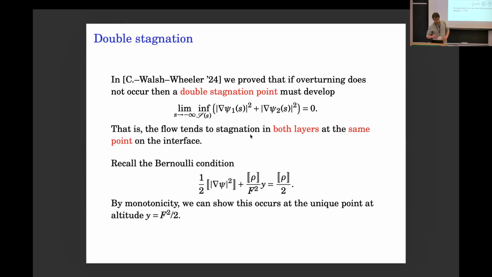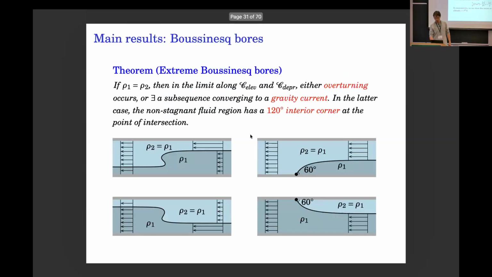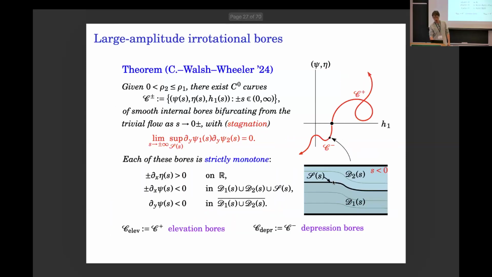The other thing I didn't emphasize is that, as you can see from the streamline plot, the solutions that we construct along this branch are monotone, in the sense that all the streamlines are either monotonically decreasing or monotonically increasing. And we're looking at the elevation branch, so they are monotonically increasing.